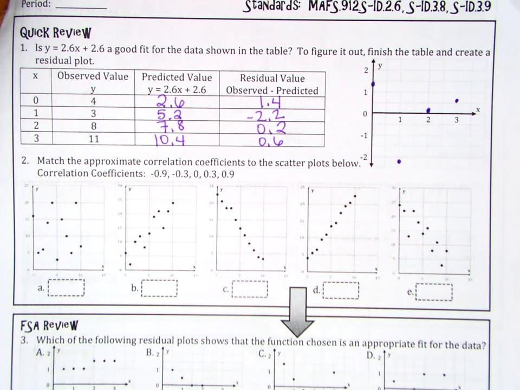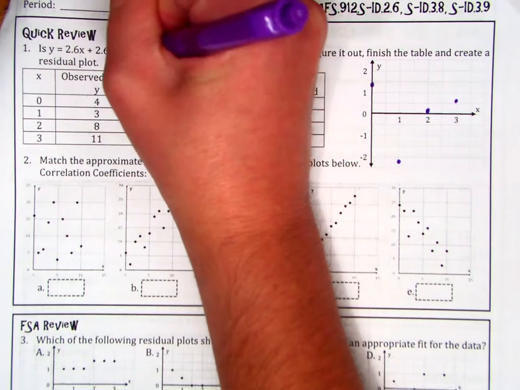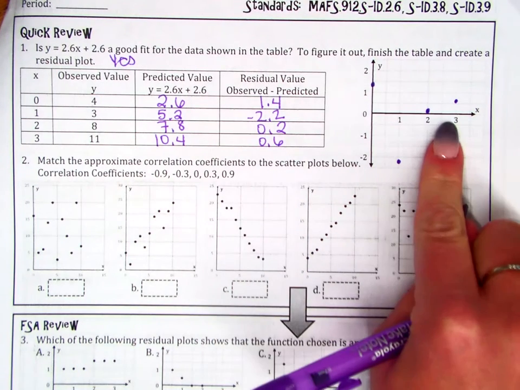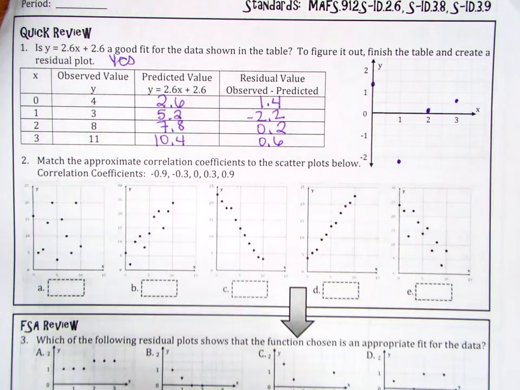So, is it a good fit for the data? I would say yes, because you have at least half the points that are near your x-axis on your residual. But ideally you would like them all clustered around your x-axis.